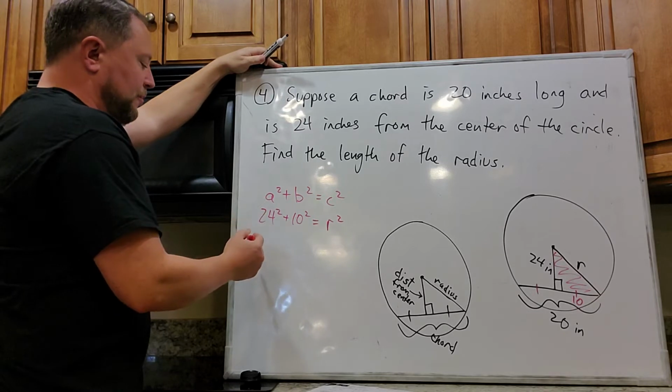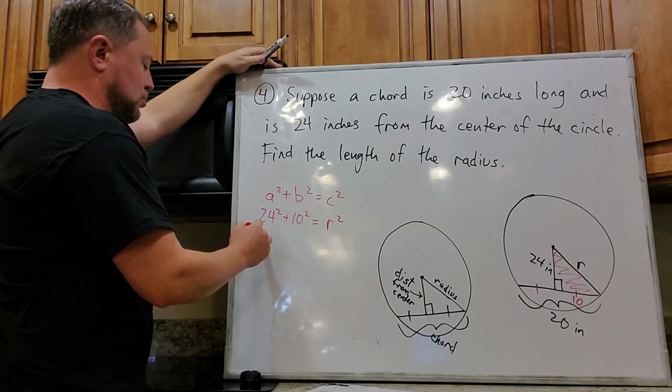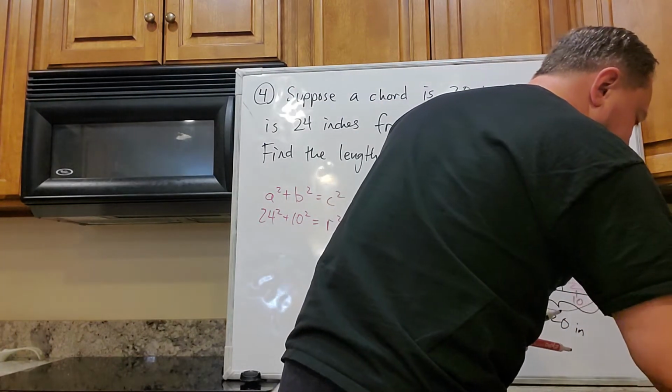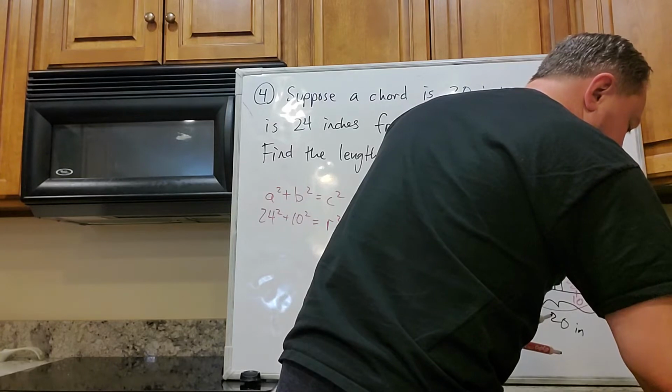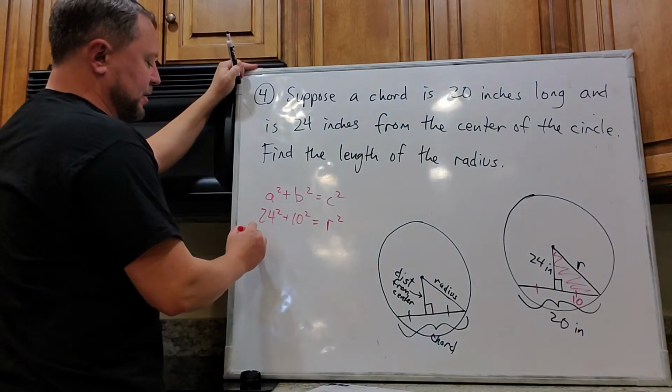All right, 24 squared is, I'm going to say 496. 24 times 24, oh no, 576, sorry.